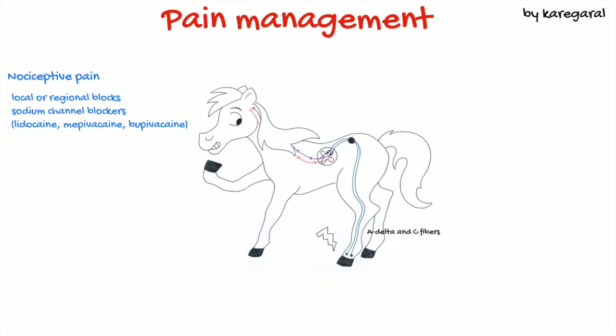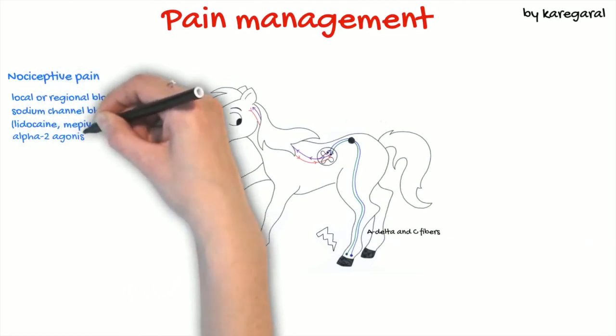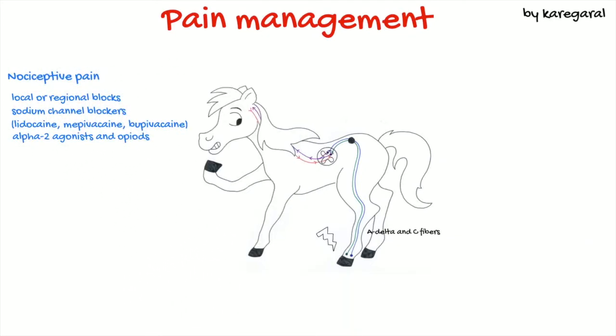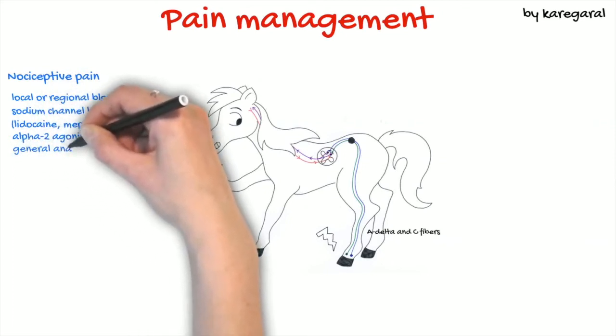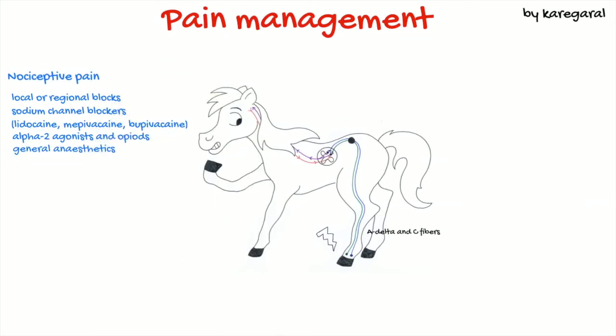Nociceptive pain can also be modulated with alpha-2 agonists and opioids. Alpha-2 agonists decrease afferent activity and activate descending inhibitory neurons. Opioids decrease A delta and C fibers neurotransmitter release and result in hyperpolarization and reduced responsiveness of neurons. General anesthetics are also effective in controlling nociceptive pain, as they cause unconsciousness.